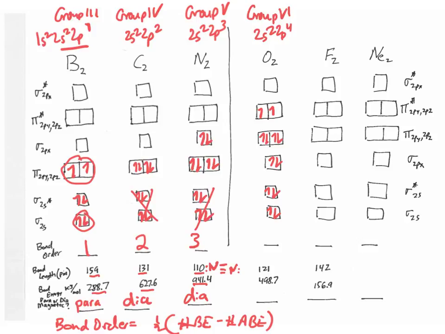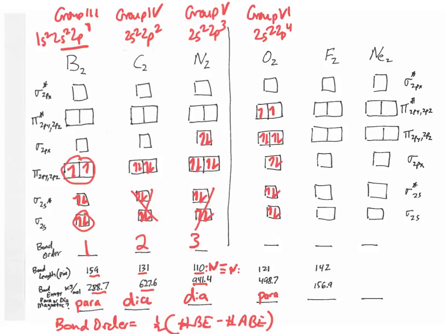And they're unpaired. It's paramagnetic. And that's the beauty of molecular orbital theory, it predicts correctly whether the molecules are para or diamagnetic. And molecular oxygen is paramagnetic.